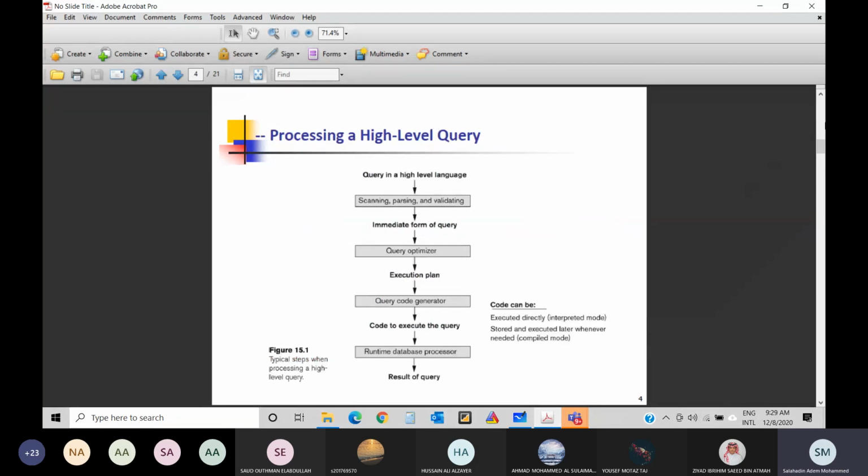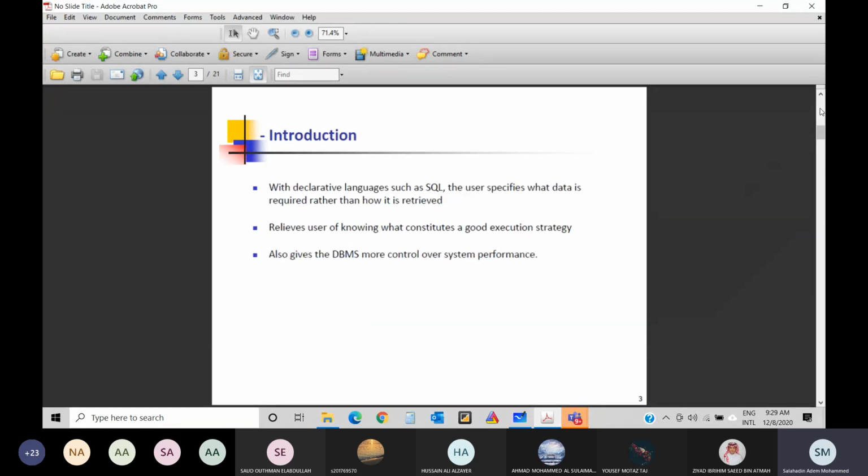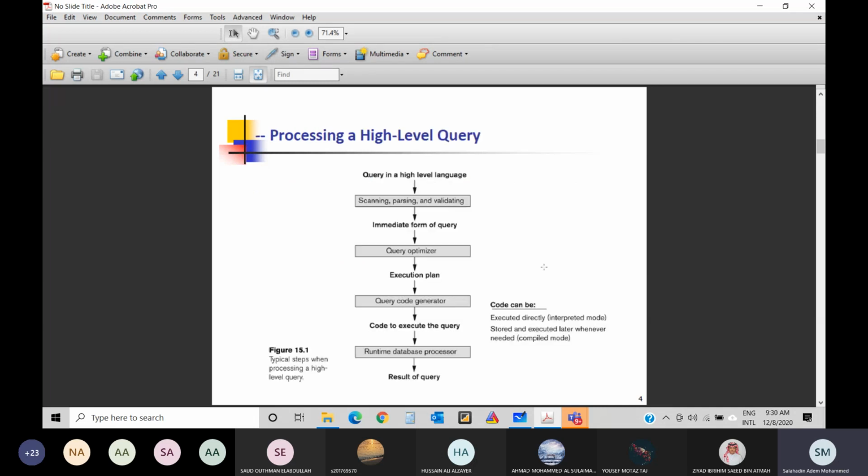So as I told you, this is a chapter. Let's start from the beginning. I did already this one. So let's go here. As I told you, first of all, you will scan, then you will parse, then you will validate. And I talked about that one.